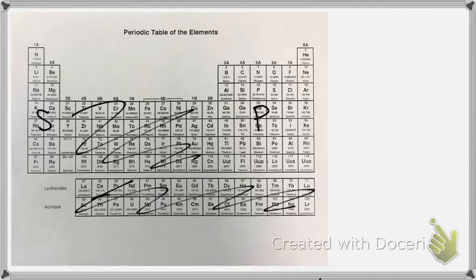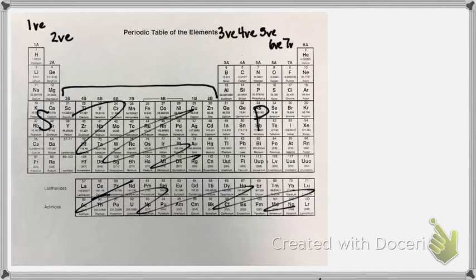So the pattern is that group 1 has 1 valence electron, group 2 has 2 valence electrons. The valence electron count within these groups varies. So we skip over here. So it's 1, 2. We skip over here to group 13. This has 3 valence electrons. Group 14 has 4. Group 15 has 5. Group 16 has 6. Group 17 has 7 valence electrons, and group 18 has 8 valence electrons.